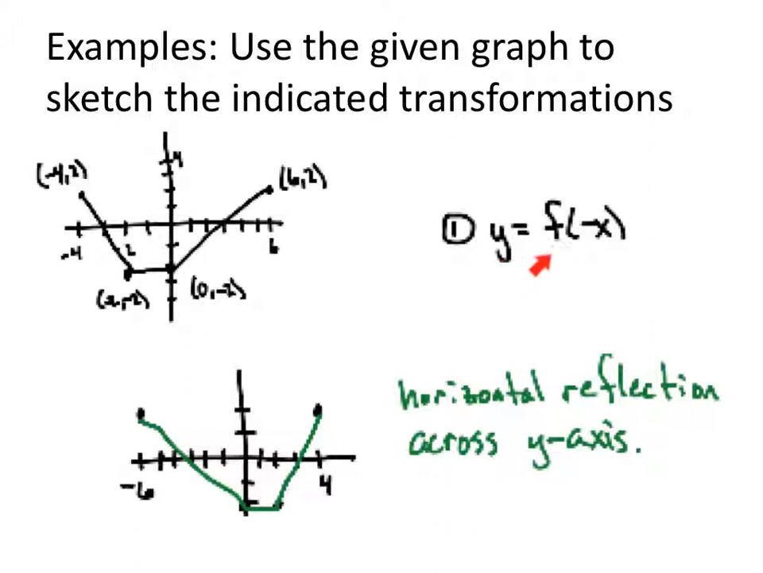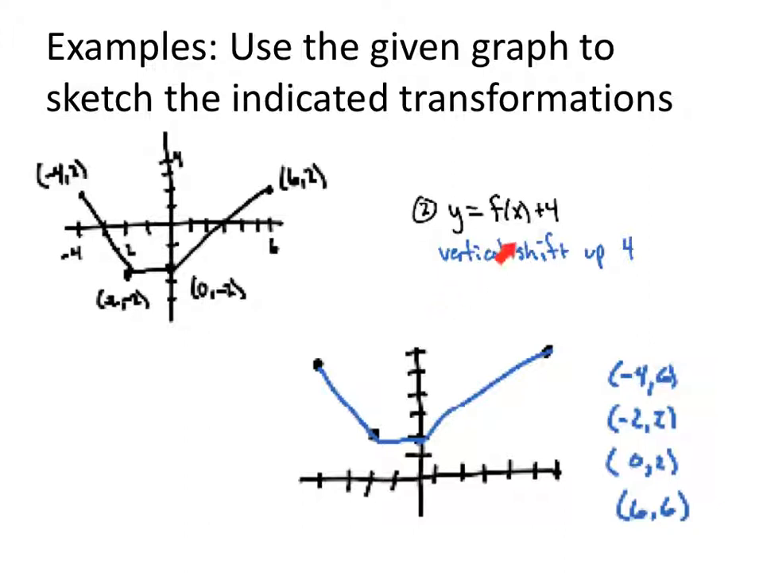So first of all, y equals f of negative x. The negative on the inside is a horizontal reflection. Because it's on the inside, it affects the horizontal. The y-axis is my mirror. So 6, 2 becomes -6, 2. 0, -2 is on the y-axis. It stays where it is. -2, -2 is flipped over, so it becomes +2, -2. And finally, the point +4, 2. We flip the sign of just the x values.